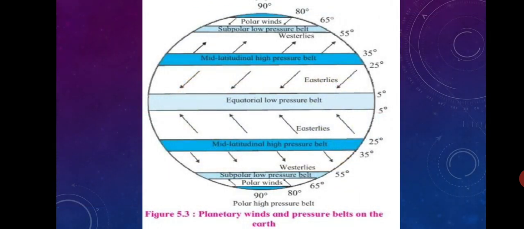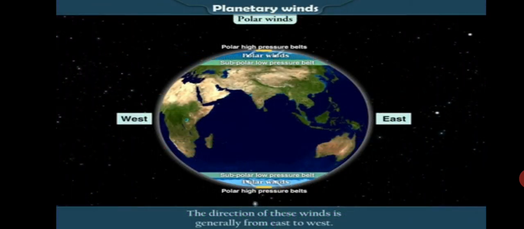Now let's learn about polar winds. In both the hemispheres again, winds blowing from the polar high pressure belt. Look at the top, polar high pressure belt, and the bottom in both the hemispheres, to the subpolar low pressure belt, which is between 55 to 65 degree. These are known as polar winds. Generally, they blow from east to west. The direction of these winds is from east to west.